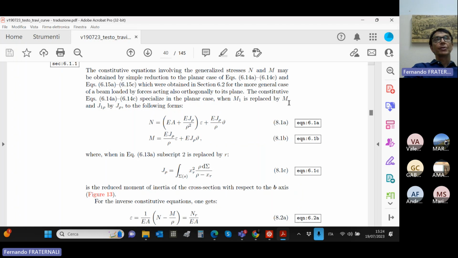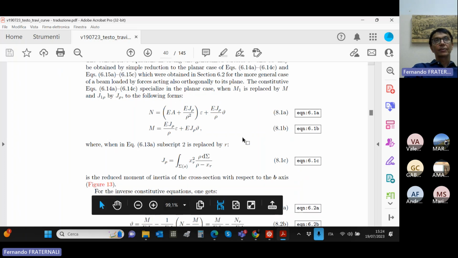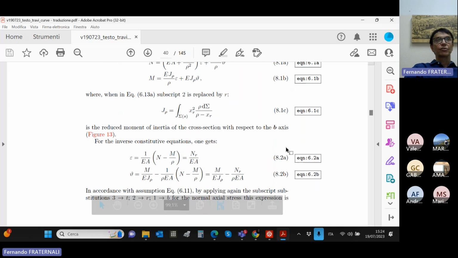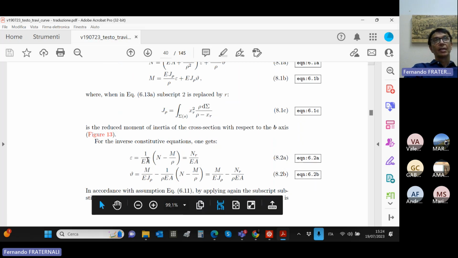And we use the notation B for the x1 axis, for the E1 vector, and so for the unit vector of the binormal. This is just a change of notation. So the inverse constitutive equations are written this way.